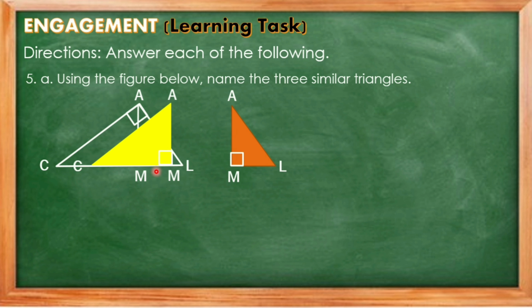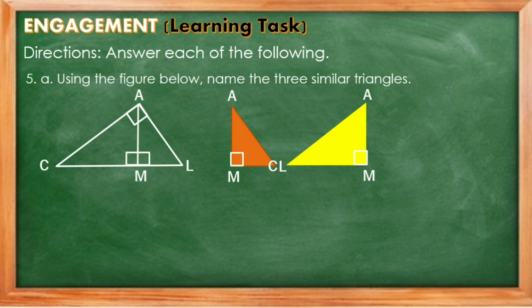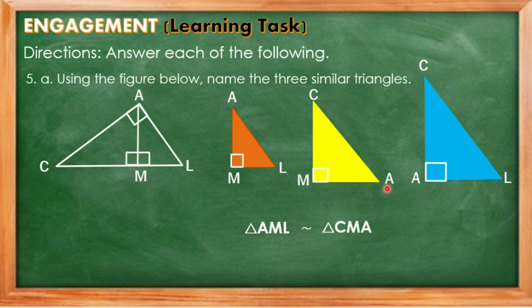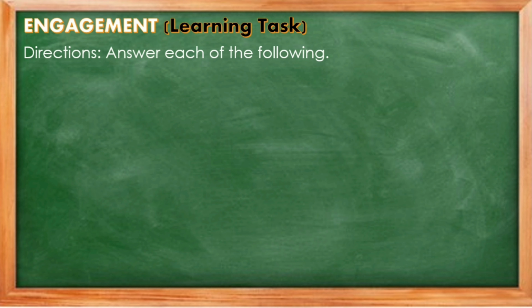Tapos, i-move lang natin yan. Tapos, ikutin lang natin. Diba? So we have triangle CMA. And then yung last triangle, ito yung pinakamalaki naman. So kapag itinayo natin itong pinakamalaking triangle, so ito yung magiging itsura niya. Tapos tayo lang natin. Okay. So these are the three similar triangles. So yung triangle AML is similar to triangle CMA and also similar to triangle CAL.